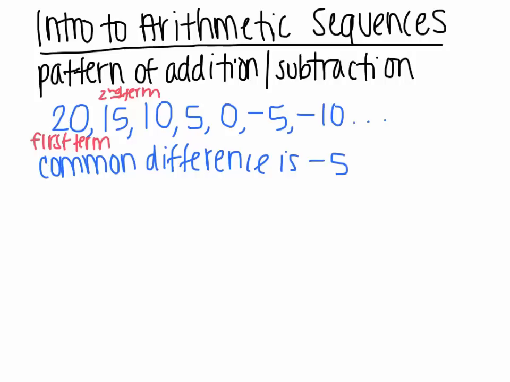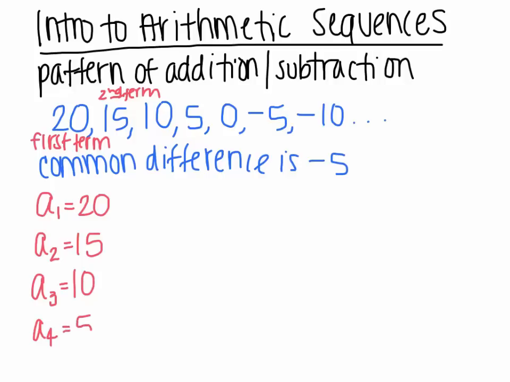The notation that we use are subscripts. So when I want to say that the first term is 20, I use the letter a and the subscript 1. If I want to say that the second term is 15, I use a subscript of 2. A subscript of 3 tells me the third term, 4 tells me the fourth term, and so on. There are lots of different variables that are used for random terms in the sequence. I like to use n. I believe Khan Academy uses i.